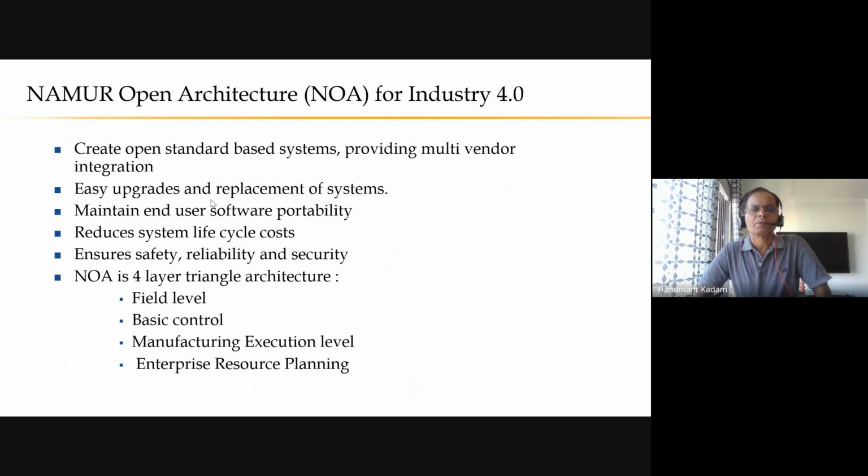Easy upgrades and replacement of the system. Maintain means there is no proprietary hardware or software. Maintain end user software portability. Reduces system life cycle cost, which means you should not have more maintenance cost later on. Ensure safety, reliability, and security.